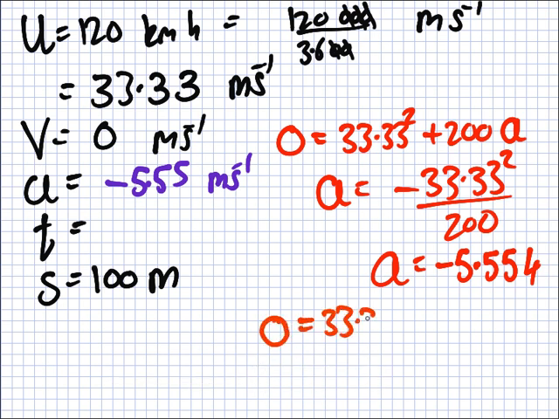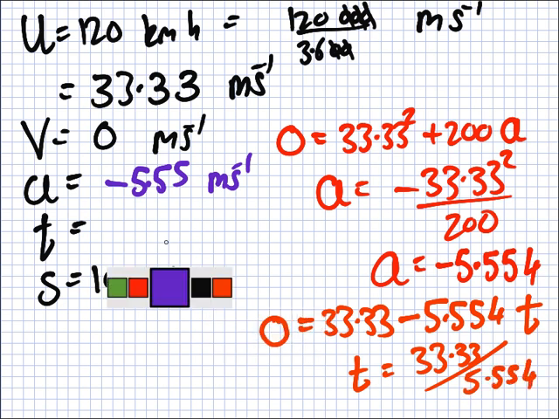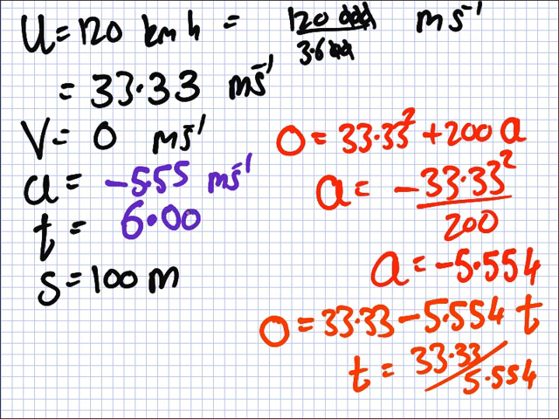And to get the T, we can say V equals U plus AT. So the T is 33.33 over 5.554. And what's that, please? About 6 seconds, 6.00.